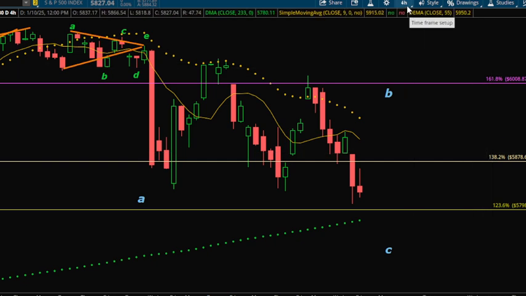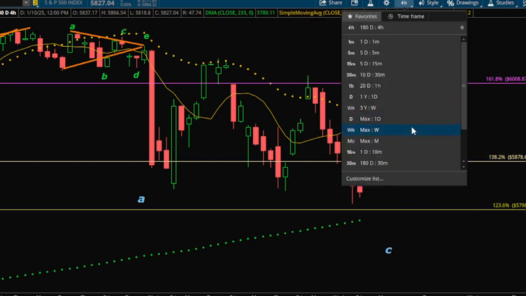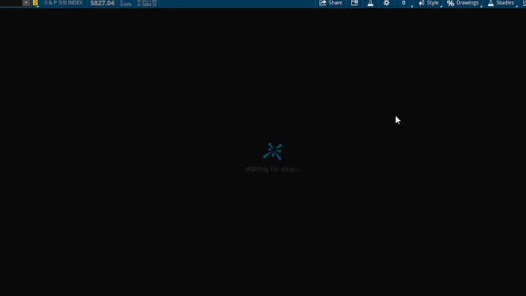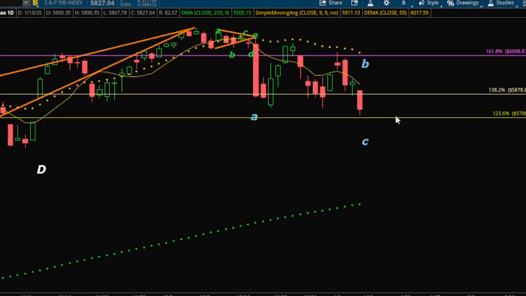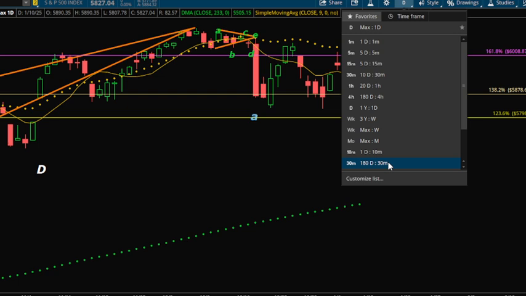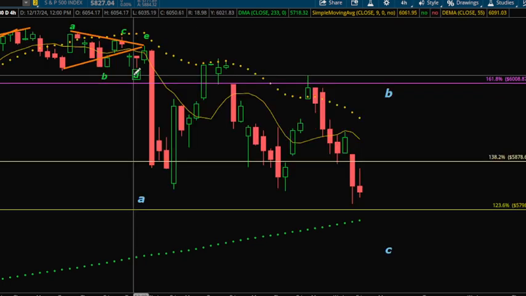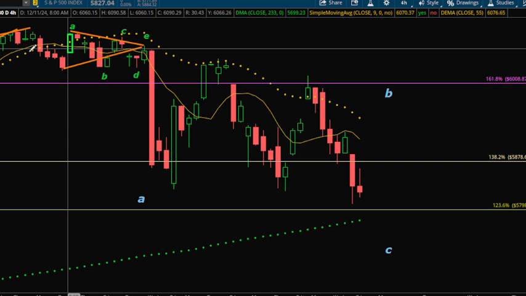Let me zoom out real quick. Okay, I lost my labeling. That's all right. All right, so we've seen triangles pop up 2 times already. Now, triangles can only form in the second leg, in the B wave. So what we've seen so far is triangles here, triangles leading into this move.